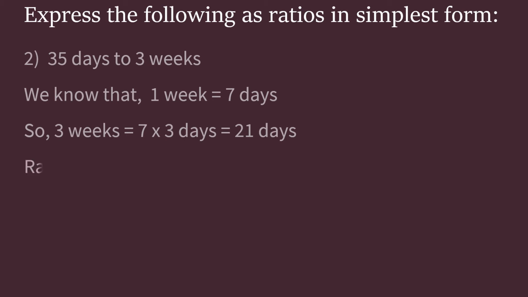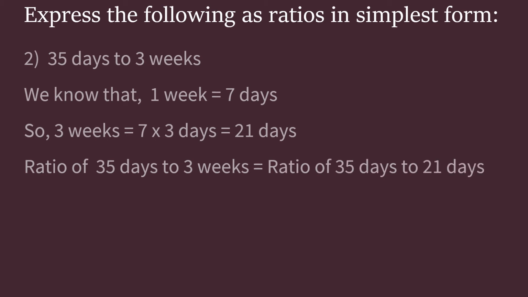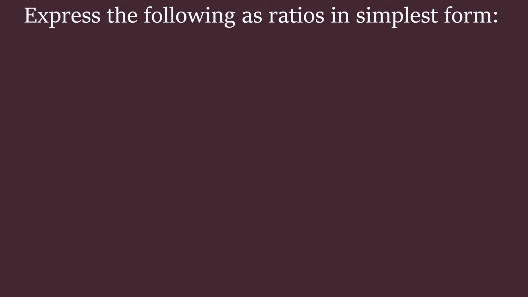So ratio of the 35 days to 3 weeks is equal to ratio of 35 days to 21 days, which is equal to 35:21. To simplify, write it as fraction, that is 35 upon 21. See, 35 and 21 both are divisible by 7, so divide. 7 5s are 35 and 7 3s are 21, so we get 5 upon 3. And the ratio form of 5 upon 3 is 5:3. Let us solve one more question.